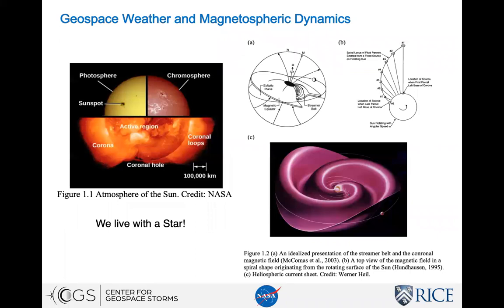The reason we want to study the geospace weather is we live with a star, and it connects to the Earth by the solar wind. The corona of the Sun is the origin of the solar wind. It has an extremely hot temperature exceeding 1 million Kelvin. With such thermal energy, plasma streams consisting of electrons, protons, and alpha particles can overcome the gravity of the Sun and escape from the upper atmosphere to the interplanetary space.